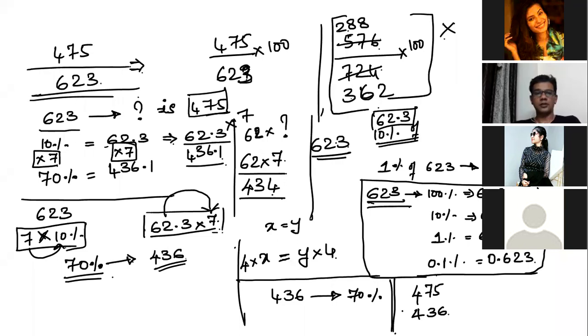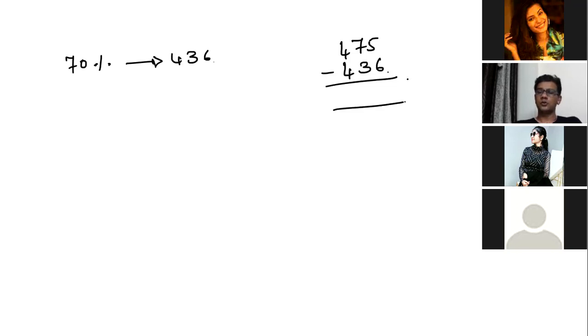Okay, I'm taking the next page here. So where did we reach? 70%. We reached 436. What are we searching for? 475. Where did we reach? 436. How much more to go? Approximately, let's say 40. Actually 39, but let me say 40. This is the approximate to go. Okay, so I need 40 more.